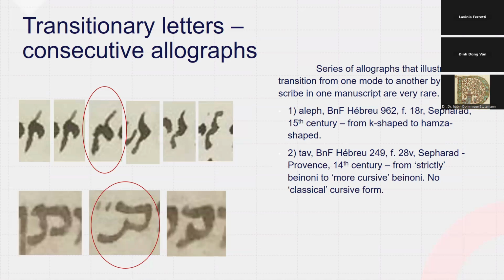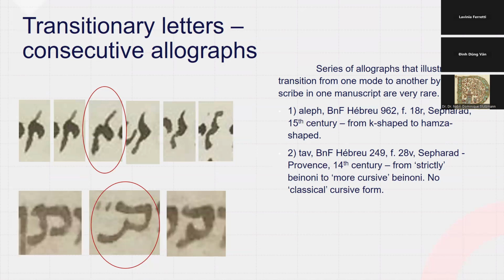And we can see how it was written. It went from up, then down, and without lifting the writing instrument, it went down again. And after this form was achieved, so it was written in one movement, it started this evolution and became the Hamza-shaped aleph. Another example is of taf, again, a 14th century Sephardic Spanish or Provençal manuscript.